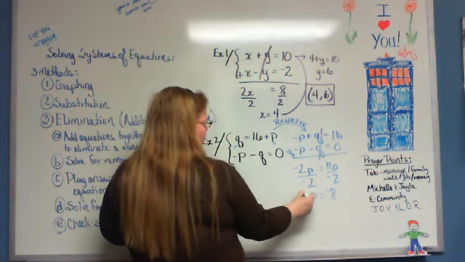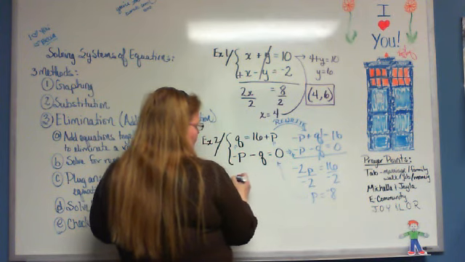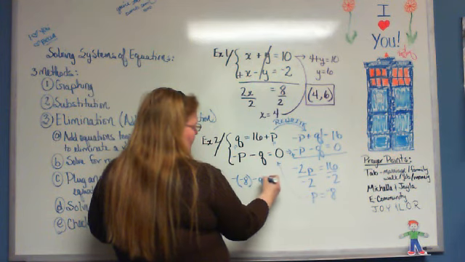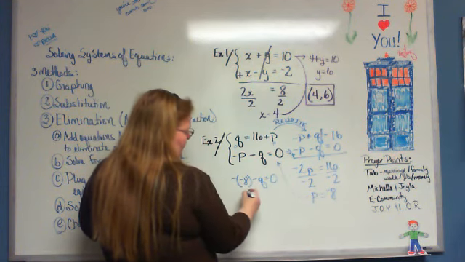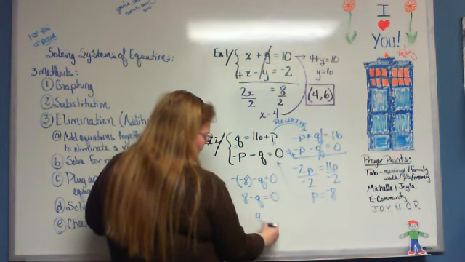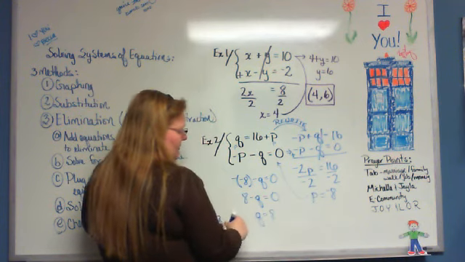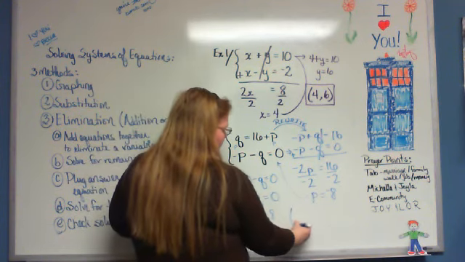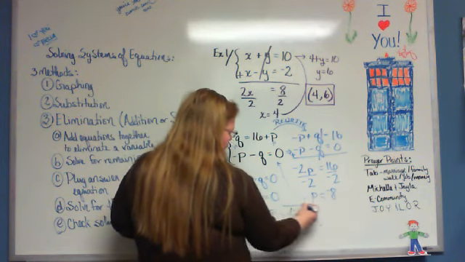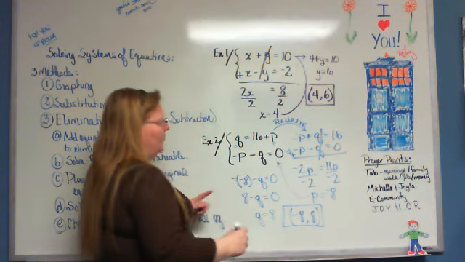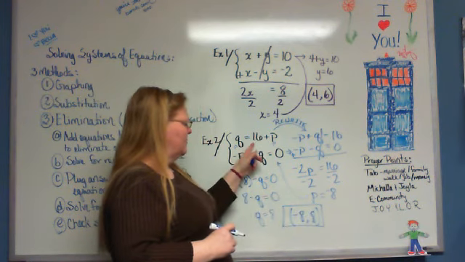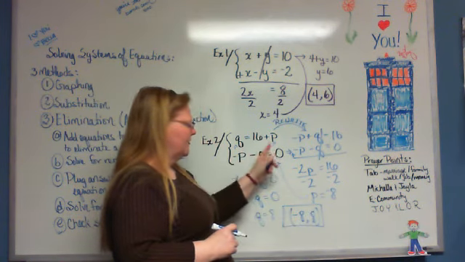Now I can take that and plug it back in. So that's a negative 8 minus Q is equal to 0. Makes that a positive 8. 8 minus Q equals 0, so Q must be 8, because 8 minus 8 is 0. Which makes my point negative 8, 8. And once again, you can plug them back in. So that would be 8 here equals 16 plus negative 8, which it does.